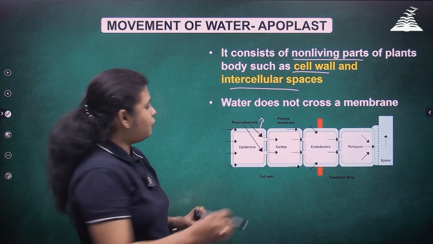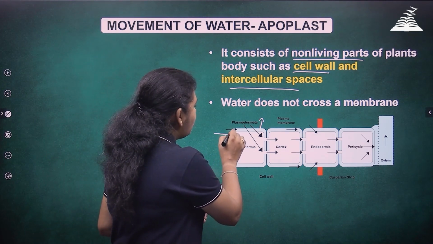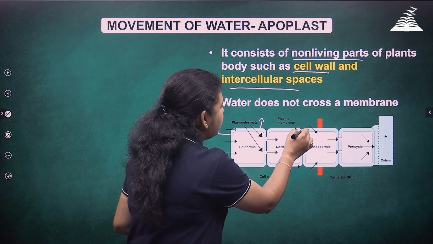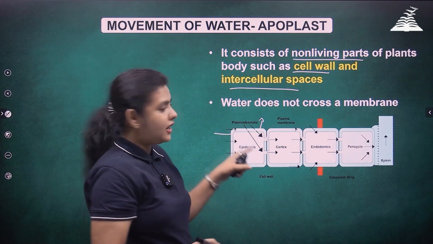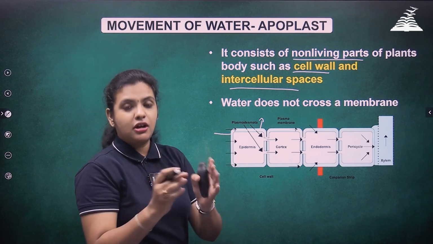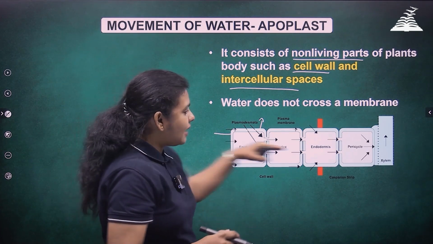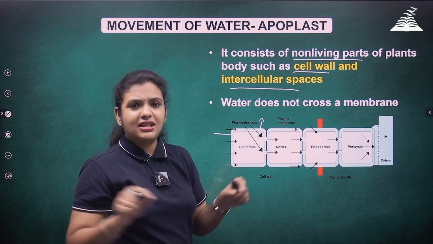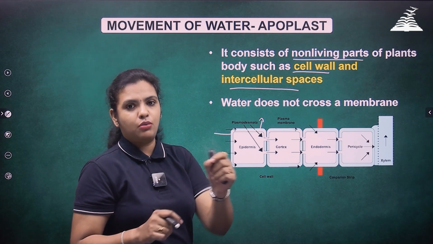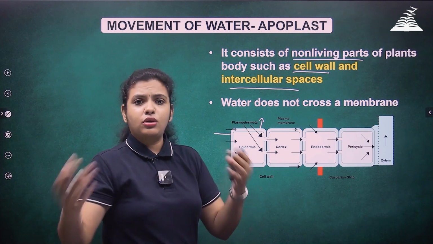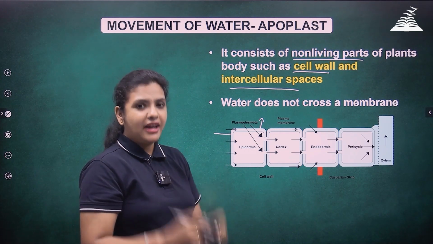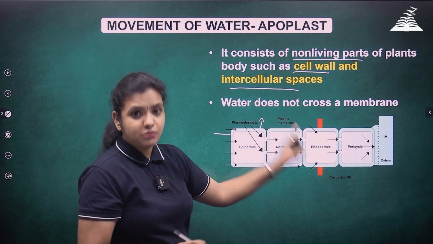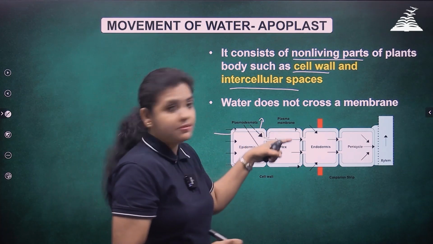So the movement of water is happening only through these outer spaces. That means between the cell wall and the intercellular space. Movement of water does not happen through the protoplasm or plasmodesmata. Just the outer layers, that is your cell wall, intercellular space. Root hair absorbs water and then it enters the epidermis, cortex, endodermis. It comes to the endodermis through these spaces.